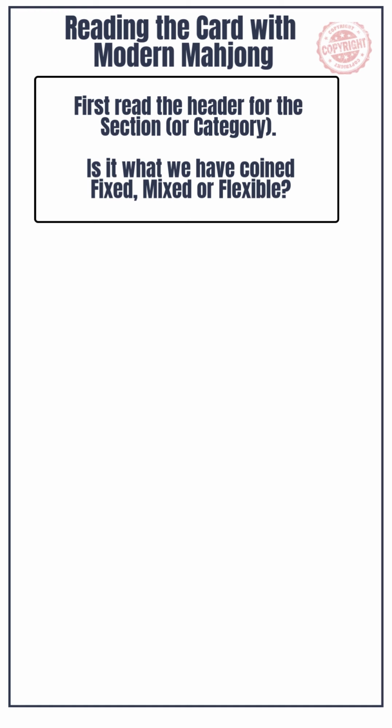First step, after the excitement of getting your card in hand, look at all the categories or sections, whatever you call them. Read those headers. Are the headers what we have coined fixed, mixed, and flexible? These are terms that we came up with to help players understand how much flexibility they have in making hands. Certain tiles, you have to use exactly those tiles in the hand, and others, you have more freedom to choose what tiles to use. Let's break that down.